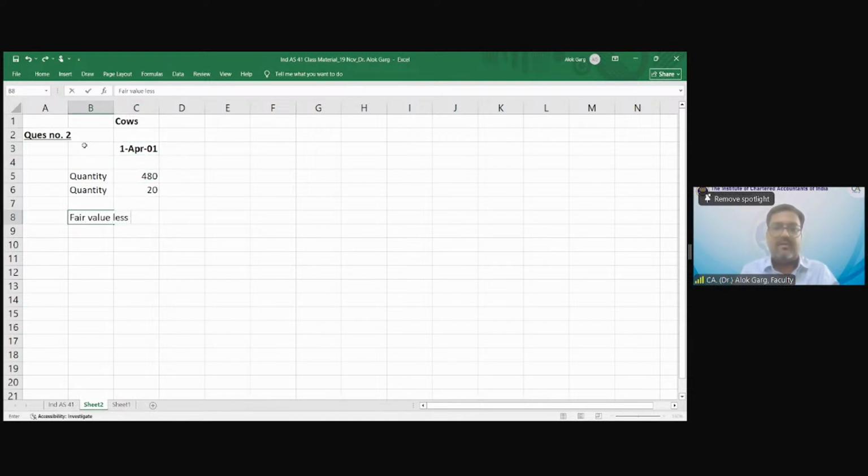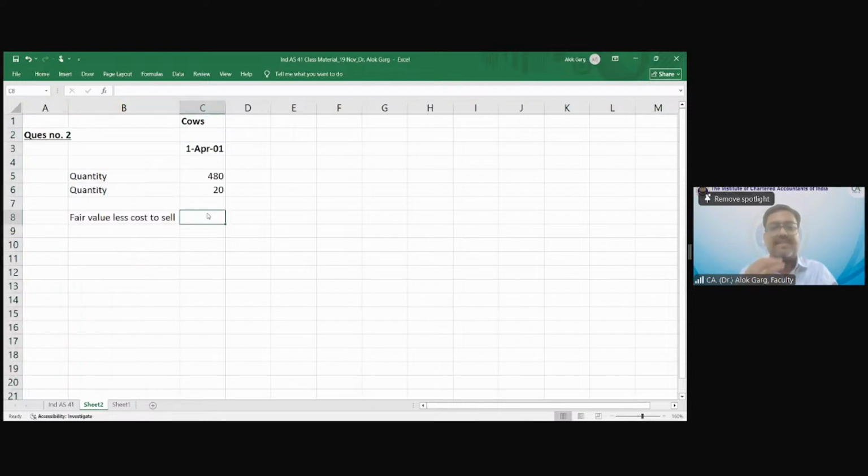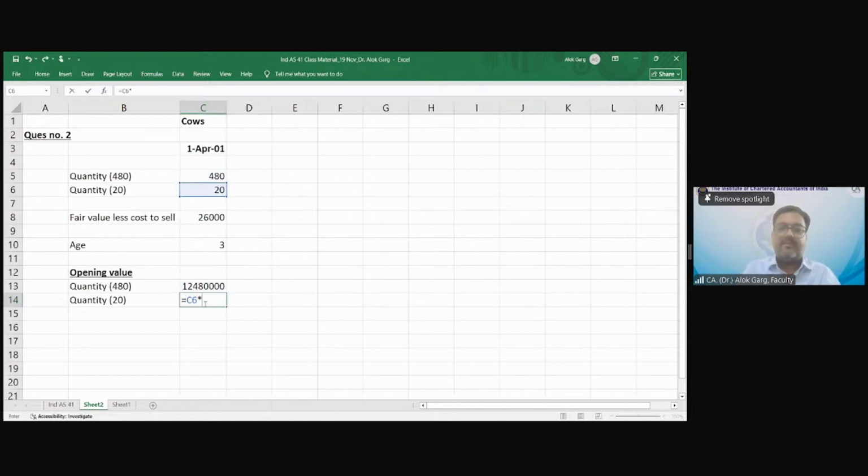Fair value less cost to sell. What is the fair value less cost to sell on 1st April 2001? The fair value less cost to sell is 26,000. What is the age of these cows? 3 years. What is the opening value? The opening value of quantity 480, quantity 20: 480 multiplied by 26,000 and 20 multiplied by 26,000.